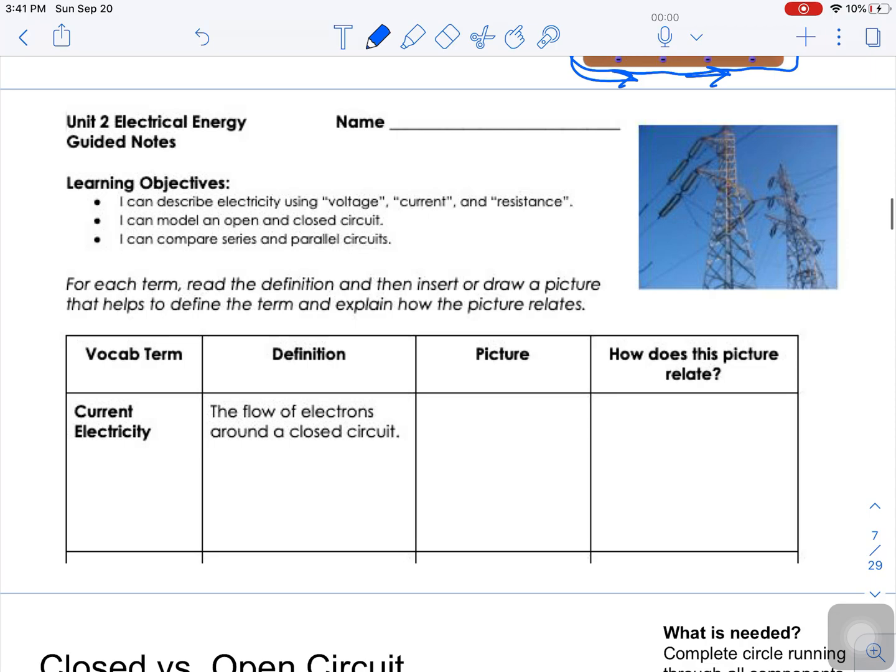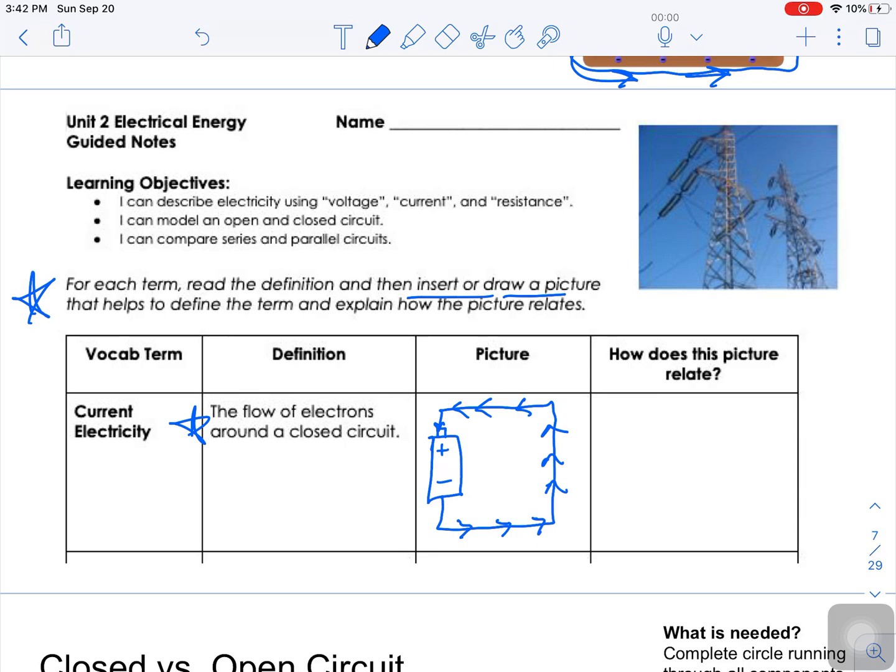If you are doing the guided notes while I'm talking, you'll notice what you're going to do is for each term that I discuss, you're going to read the definition that I gave you, then you're going to insert or draw a picture that relates to that term. So if our first term is current electricity, the flow of electrons around a closed circuit, you know what I'm going to do? I'm going to draw a battery. It's not going to be nearly as amazing as yours, I'm sure. And I'm going to draw a pathway for that electricity to flow towards an opposite charge. I might even draw some arrows. Like I said, you might color code yours. You're going to make yours amazing.